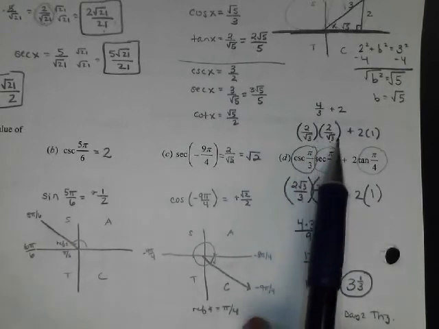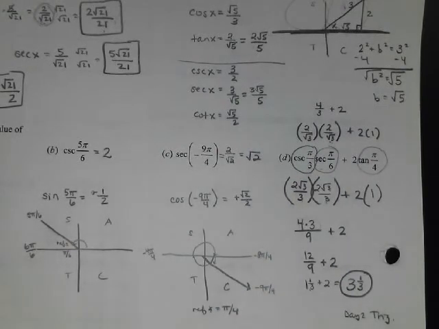Sometimes that works itself out, like we saw there. Root 3 times root 3 in a denominator just becomes 3. You don't have to worry about rationalizing.